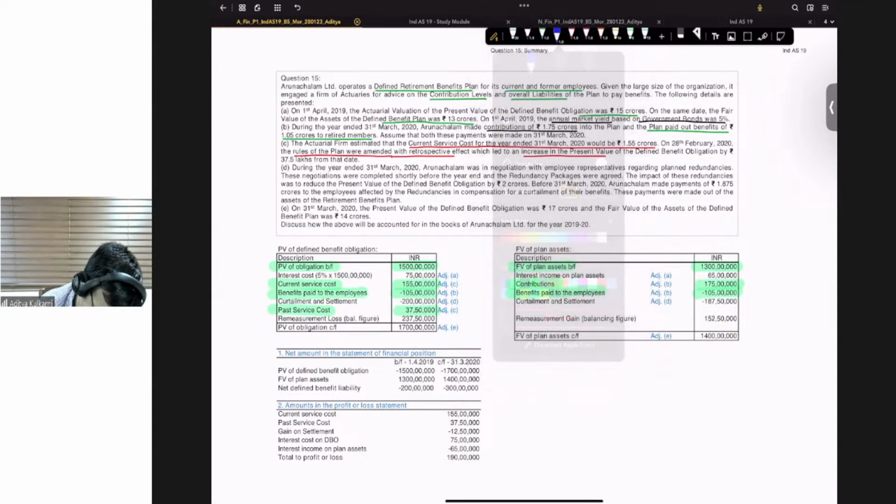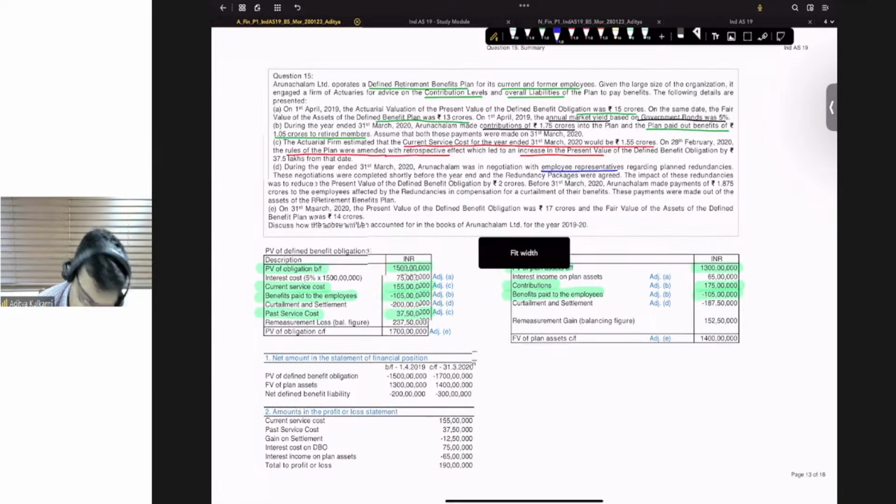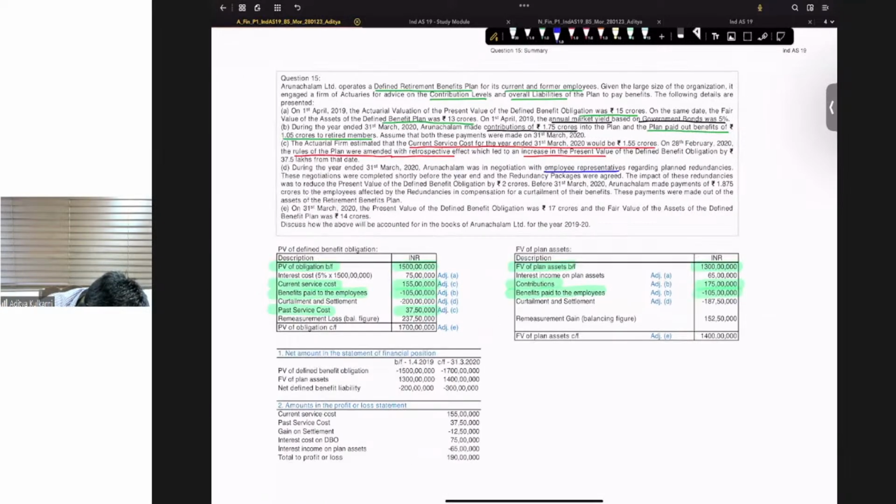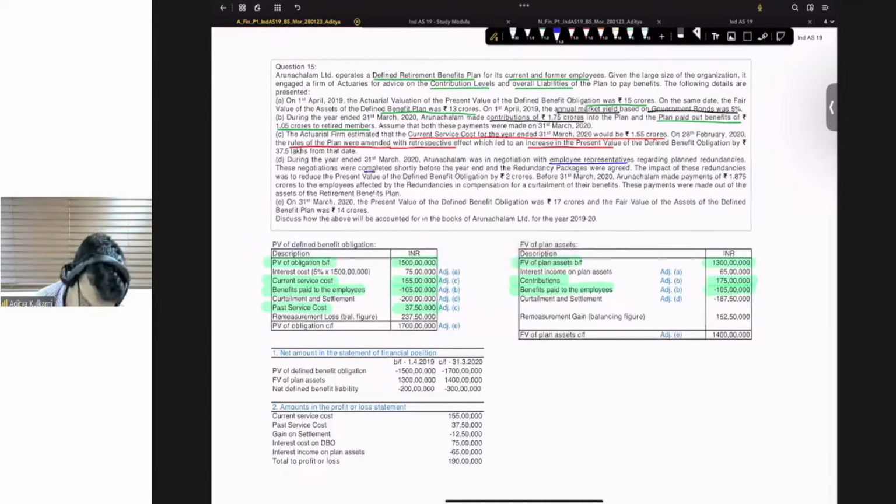During the year ended 31st March 2020, Arunachalam was in negotiation with employee representatives regarding planned redundancies. These negotiations were completed shortly before the year end, and the redundancy packages were agreed. The impact of these redundancies was to reduce the present value of obligation by 2 crores.